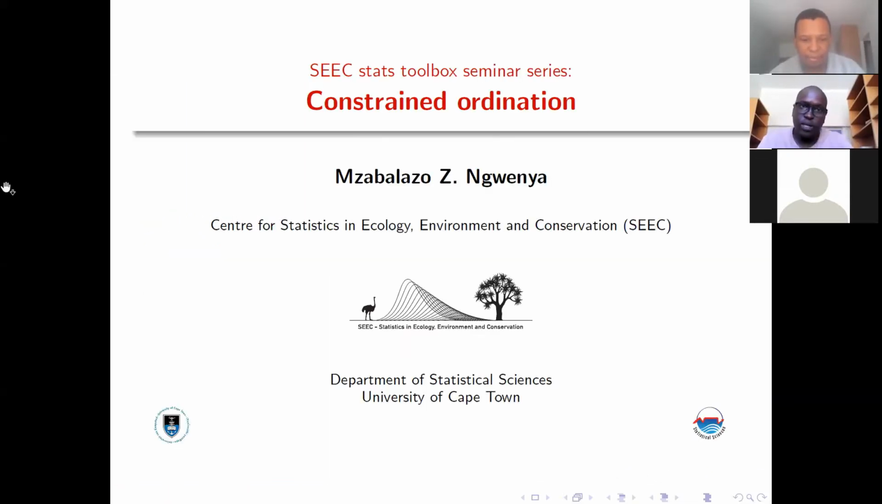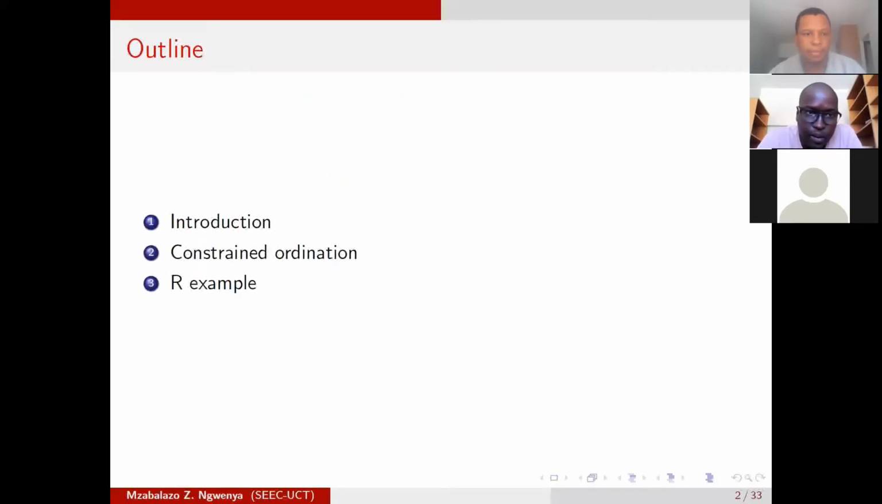Okay, so my talk is on constrained ordination. It's a light talk. It's light on the theory, both ecological theory and statistical theory. So I've tried to focus mostly on the R functions, the R functionality. Okay, it's a very short talk.